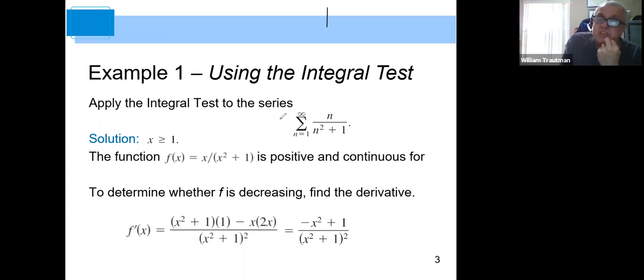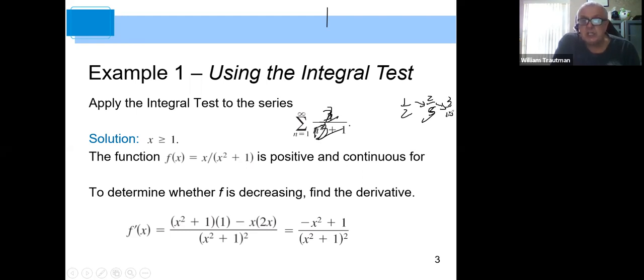If this was a show-your-work problem, I want to see you take the derivative. In reality, you can plug numbers in and show that this is decreasing. You plug 2 in here, then you're left with 2 over 5. You plug 3 in here, you end up with 3 over, and you'll see it's decreasing. So you can actually plug numbers in there and show it's decreasing.